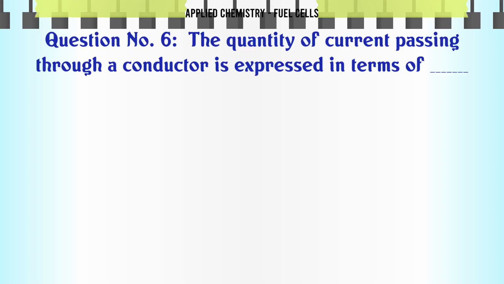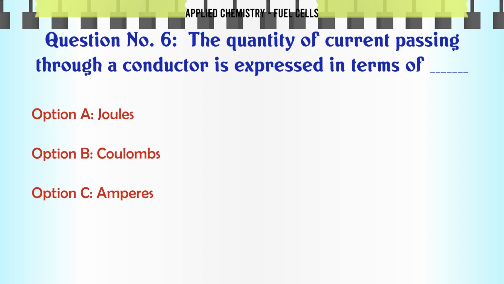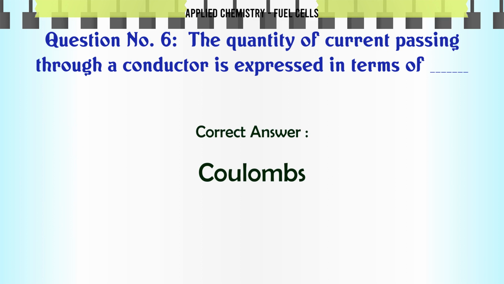The quantity of current passing through a conductor is expressed in terms of A. joules, B. coulombs, C. amperes, D. ohms. The correct answer is coulombs.